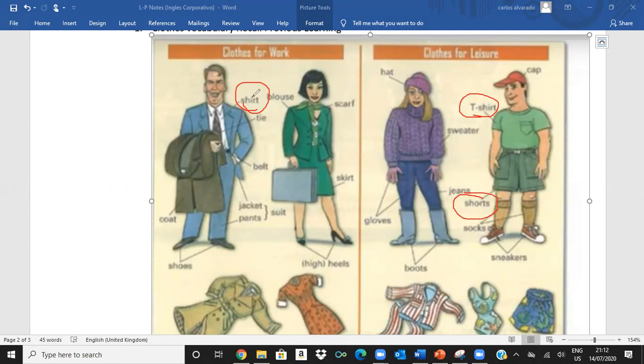Shorts. So repeat. Shirt. Shorts. T-shirt. Shorts. Put a S, hay una S al final. Shorts. Very good. Socks. Sneakers. Or you can say tennis shoes. It's okay.